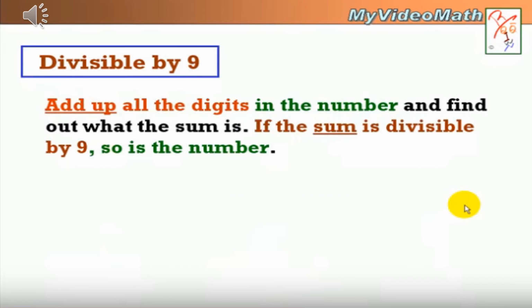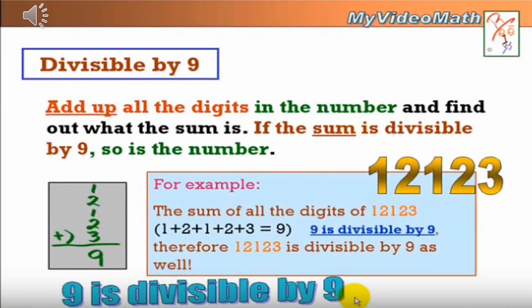The number is divisible by 9 when the sum of all the digits is a multiple of 9. Let's take the example 12,123. If I add the digits 1 plus 2 plus 1 plus 2 plus 3 gives me 9. Is 9 a multiple of 9? Yes, because 9 times 1 is 9. So the number 12,123 is divisible by 9.